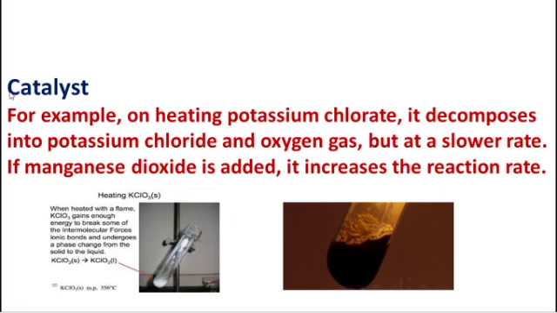This is the role of a catalyst. For example, on heating potassium chlorate, it decomposes into potassium chloride and oxygen gas, but at a slower rate. If manganese dioxide is added, the reaction rate is increased. This is at room temperature and without the catalyst. Here, after the addition of the catalyst, manganese dioxide, the rate of the reaction is increased. So a catalyst also increases the rate of the chemical reaction.